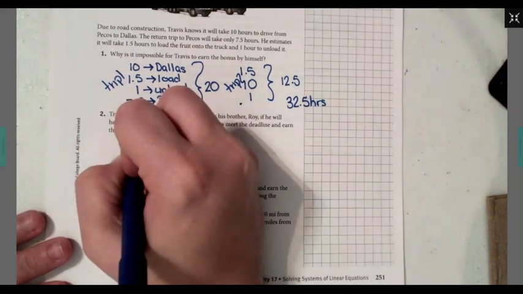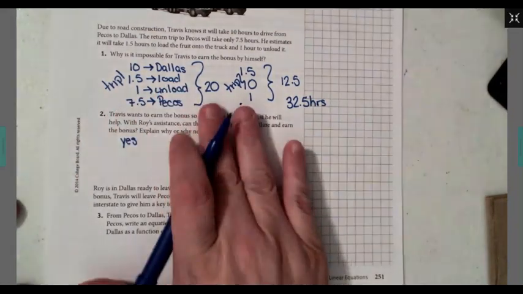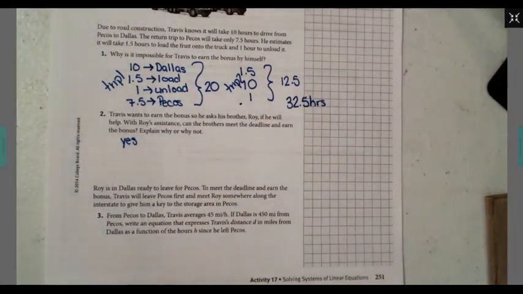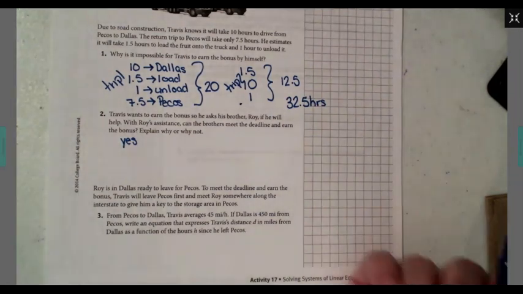I think it's possible. I mean, this would take 20 hours. This would take 12.5. The biggest thing is that they would have to be alternating. One would have to go while the other was coming, or they could both leave at the same time. But one could not leave after the other.